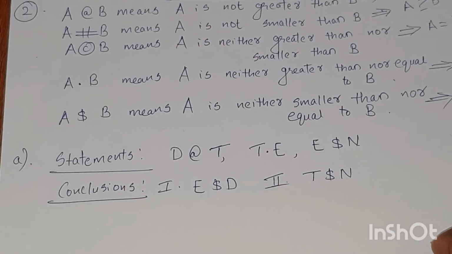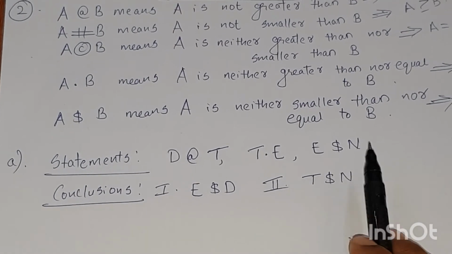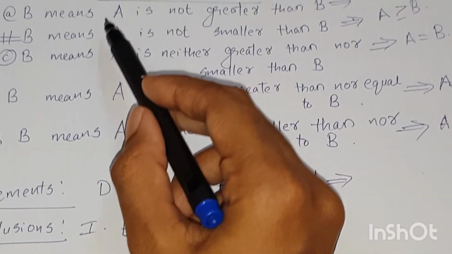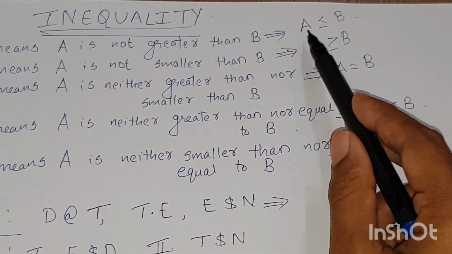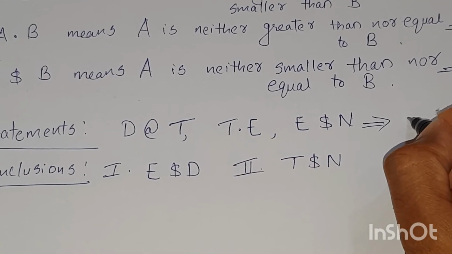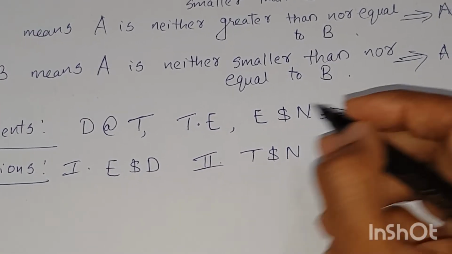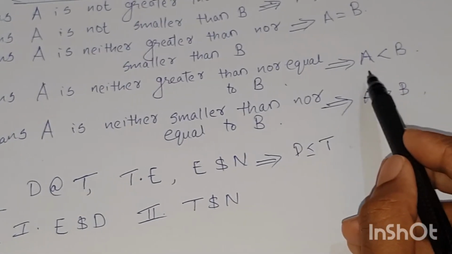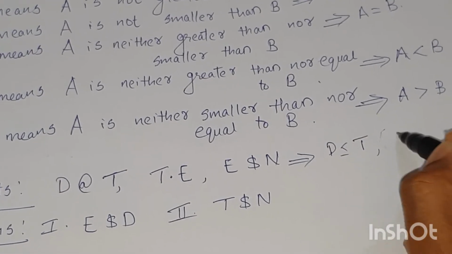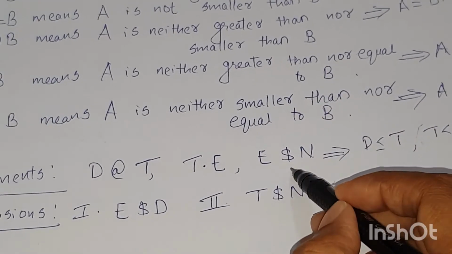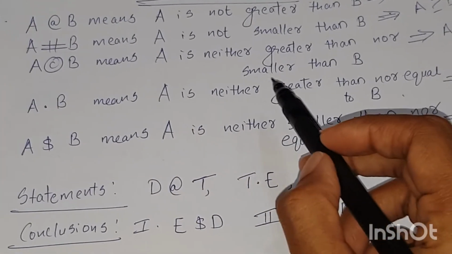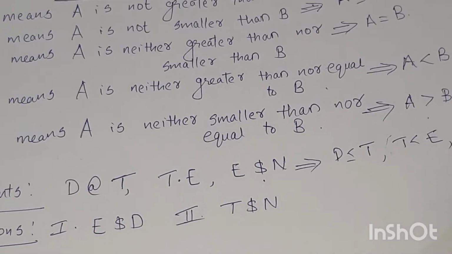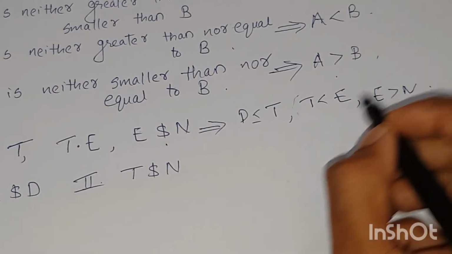Now going to the statements: D @ T, T . E, E $ N, which can be rewritten. @ means less than or equal to, right? So D @ T means D is less than or equal to T. Now T . E, dot means A . B means A is less than B. So T . E means T is less than E. Now E $ N, dollar means neither smaller nor equal. A is greater than B. So E is greater than N. These are our statements.